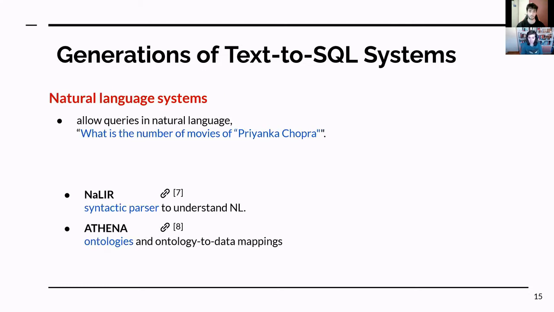Now, the last category is, of course, natural language systems such as NALIR and Athena. NALIR essentially is the first to introduce a syntactic parser to understand the full structure of the NL query. And Athena essentially introduced the use of ontologies to map the user data model to the actual data schema.